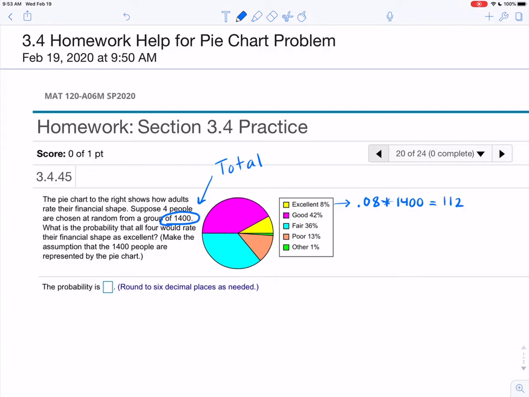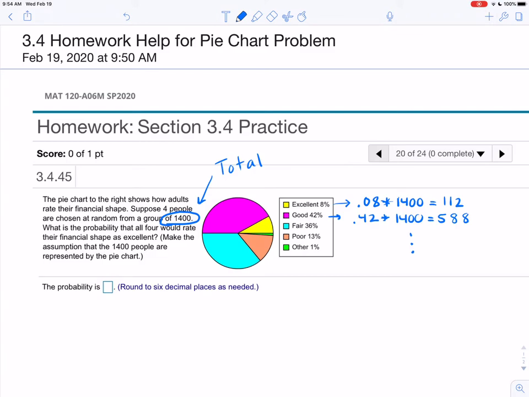All right, and if I needed, I could do this for each one, right? So I could take 42%, if I needed to know the number of people who rate their financial shape as good, and that would tell me that there are 588 in that group, and so on. And if I do that, the frequencies that I get will sum back to this total of 1,400 because that's the total number of people that we're basing this on.